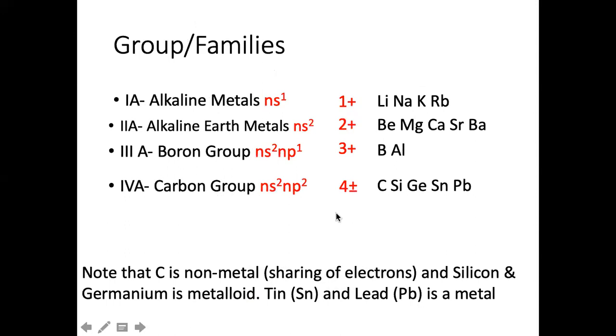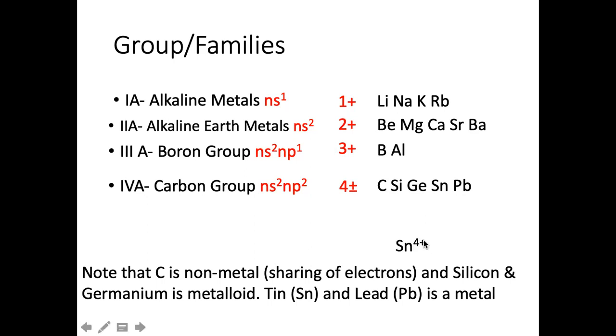Note here that the charge is 4 positive or negative, meaning the elements could have a charge. It could have a positive charge, meaning 4 electrons would be removed, or 4 electrons would be accepted. And that is why carbon and silicon are more on the non-metal side. They are more on sharing of electrons, and we're going to study that in our next discussion. Note that carbon is a non-metal, sharing electrons. Silicon and germanium are metalloids, while tin and lead are metals.